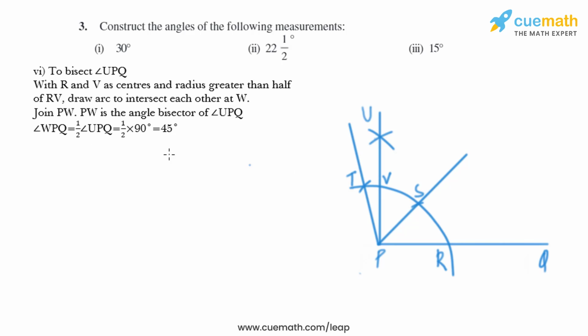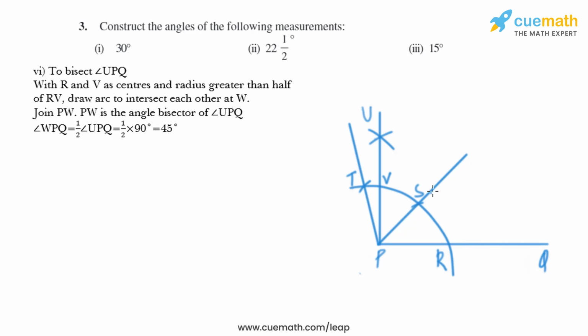Now we will take this point as V. Now the next step says to bisect angle UPQ with R and V as centers and radius greater than half of RV, draw arc to intersect each other at W, join PW. PW is the angle bisector of UPQ. So we'll get angle WPQ that will equal half of 90 and that equal 45 degrees.